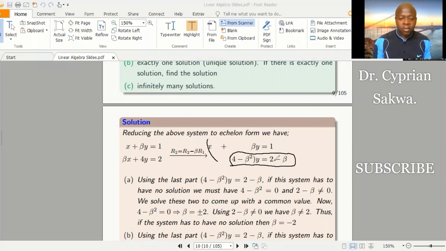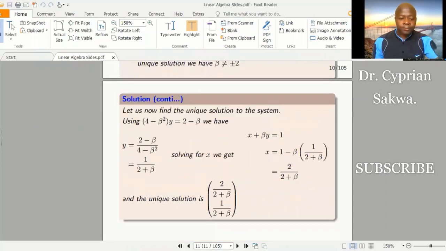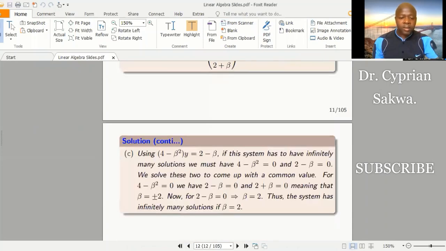And this part is also supposed to be equal to zero. And then we choose a common solution. So equate this to zero and equate this to zero and choose a common solution, a common value out of those two results. So let's see what I did.